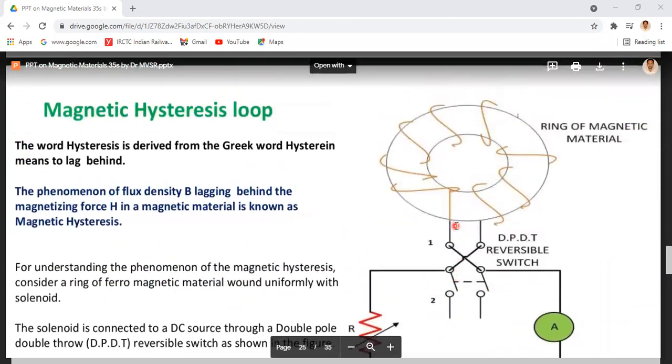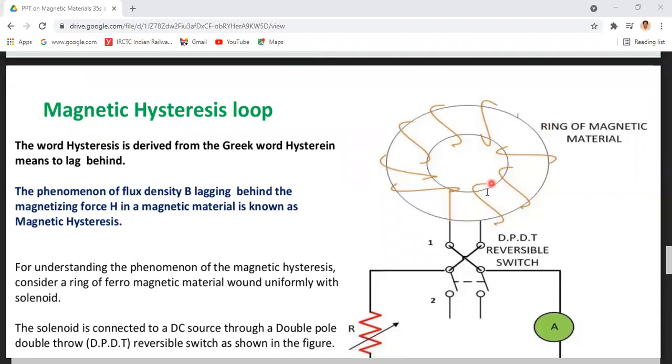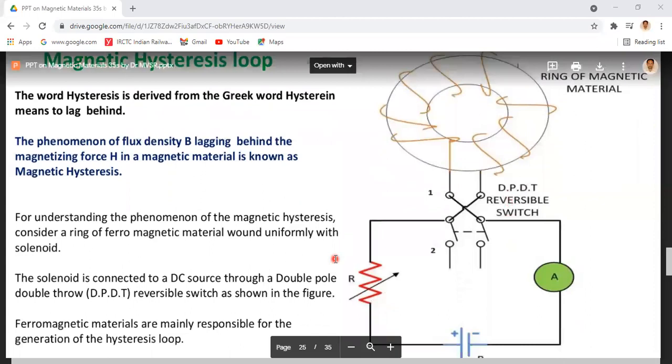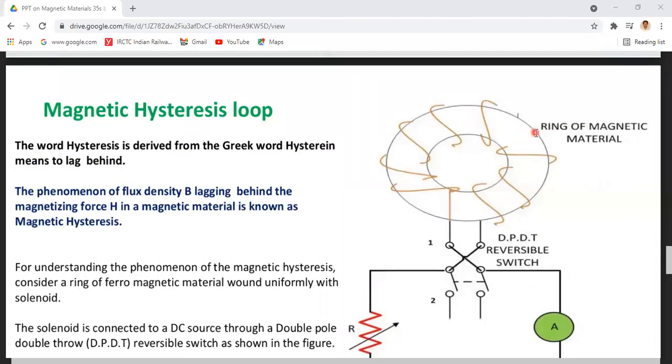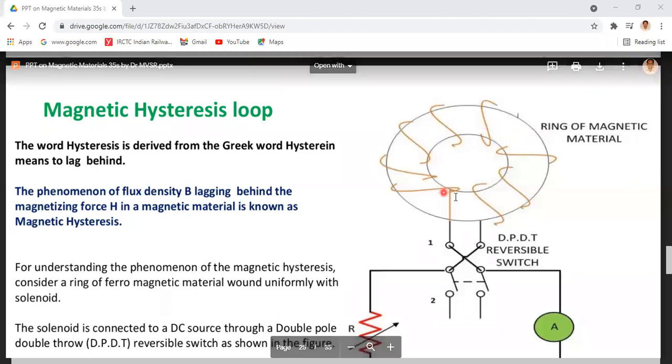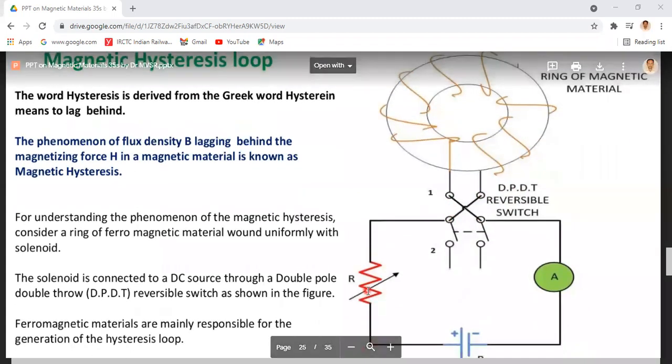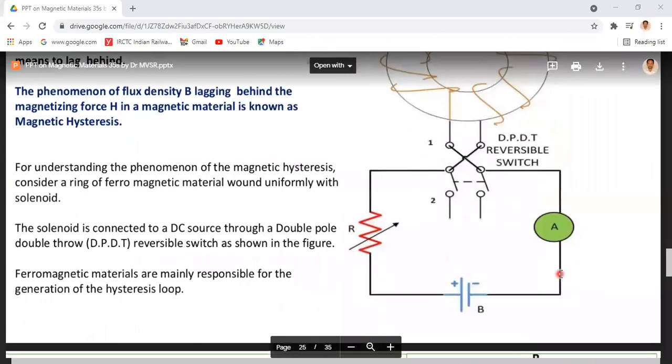Coming to this picture here, this is a ring of a ferromagnetic material, which is wound uniformly with solenoid wires. These are the solenoid wires. Inside the solenoid, you place the ring of a ferromagnetic material, which is connected to a DPDT reversible switch, that means a double pole, double throw reversible switch, as shown in the figure. This is followed by a variable resistor and an ammeter, and then the battery.